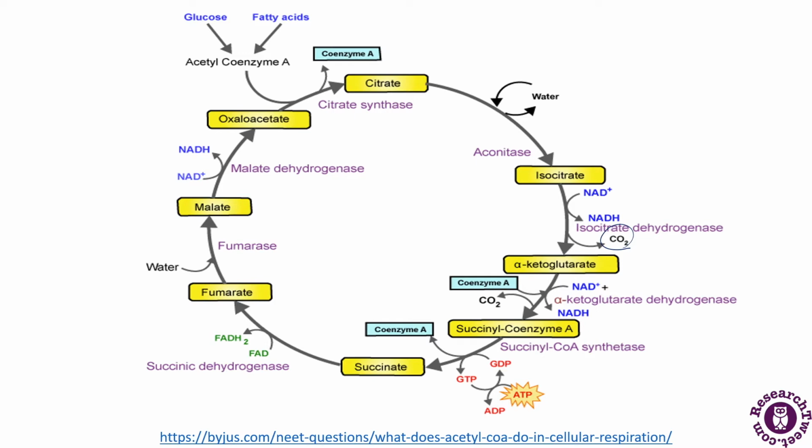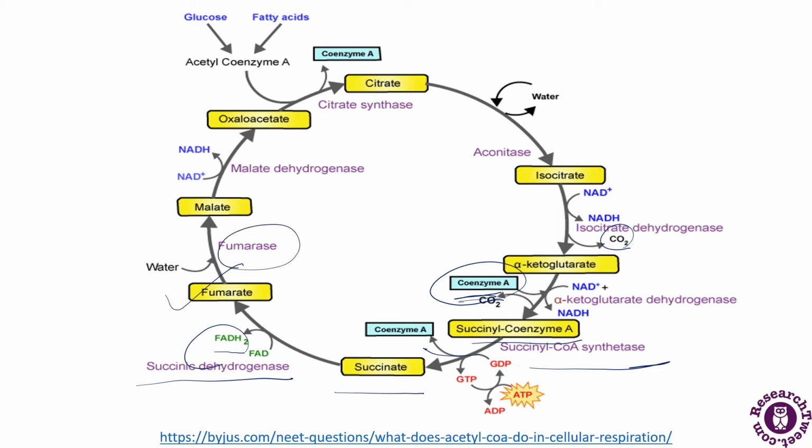Then coenzyme A is added here, so you can see there is a function of coenzyme A here. It gets converted into succinyl coenzyme A. With the help of the enzyme succinyl coenzyme A synthetase, it further gets converted into succinate, releasing the coenzyme A factor. After the succinate, the enzyme succinic dehydrogenase acts. Here FAD is converted to FADH2, and it is further converted into fumarate.